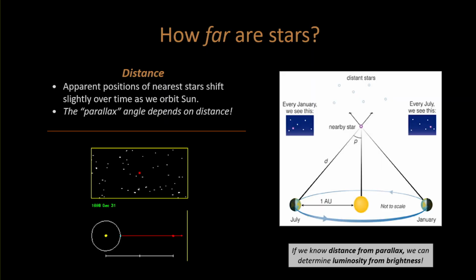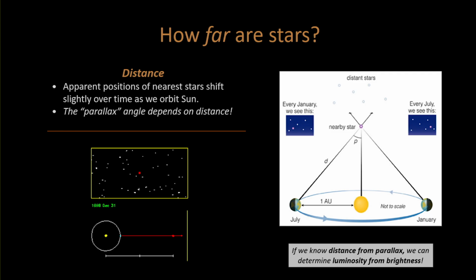Okay, so we have the distances to stars. What will that do for us? Well, notice my final comment here. If we know the distance from the parallax, we can now find the luminosity from the brightness. So let's right here then make a clear distinction between those two terms.